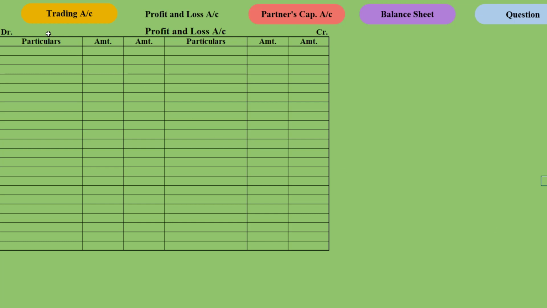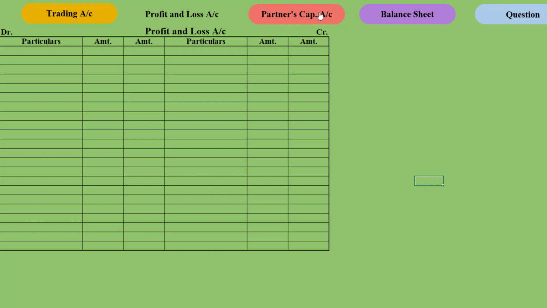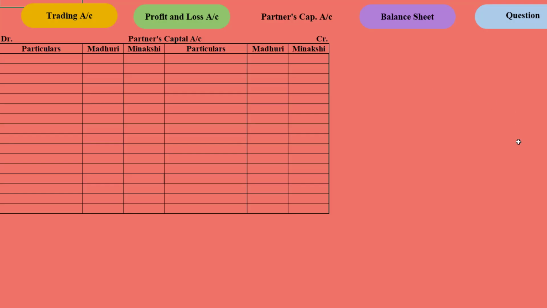Here too we have a debit side and credit side. We'll record all indirect expenses and losses on the debit side and all indirect incomes and gains on the credit side. And then we have to prepare the partners' capital account. Here we have a debit side and credit side. Partner-related items will appear in the partners' capital account.